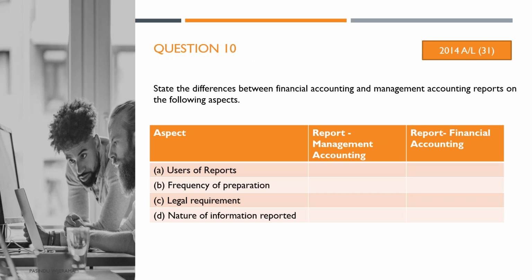State the differences between the financial accounting as well as the management accounting reports on the following aspects. Okay, when it comes to the financial accounting and the management accounting, users of the management accounting, you can have this table and you can answer this. Right. Okay. I believe that you have this table. Users of the reports, in financial accounting, internal or external or both. In management accounting, internal users of reports, internal stakeholders. But in financial accounting, both external and internal. Users of the reports we identified as both external and internal.